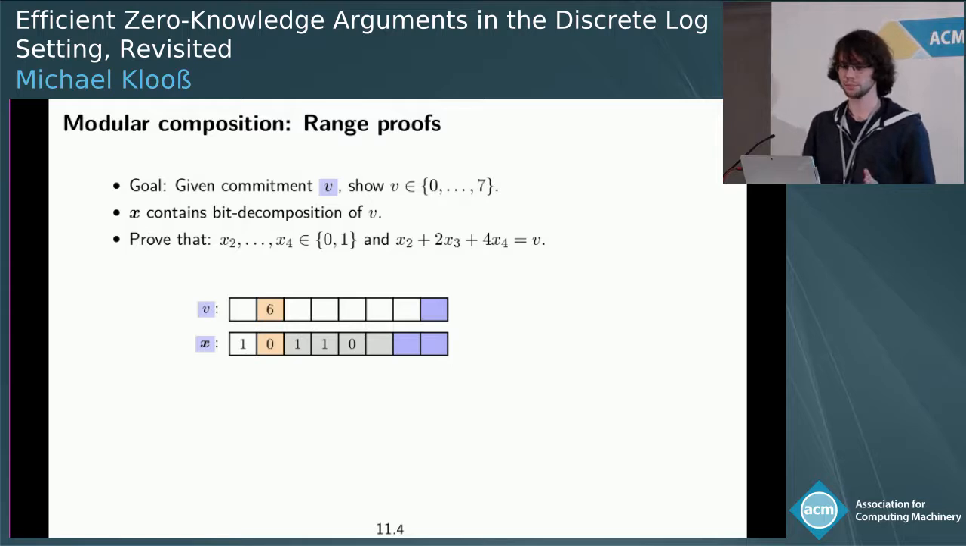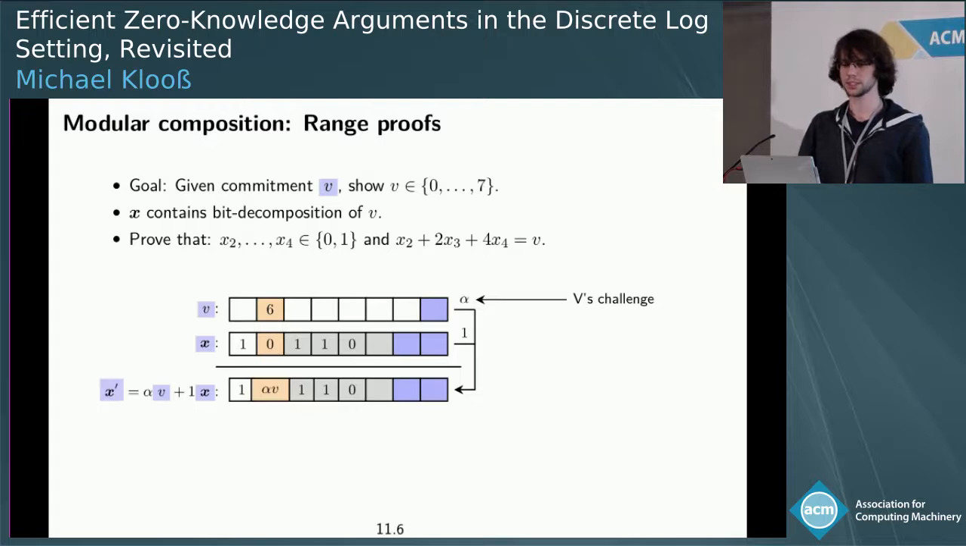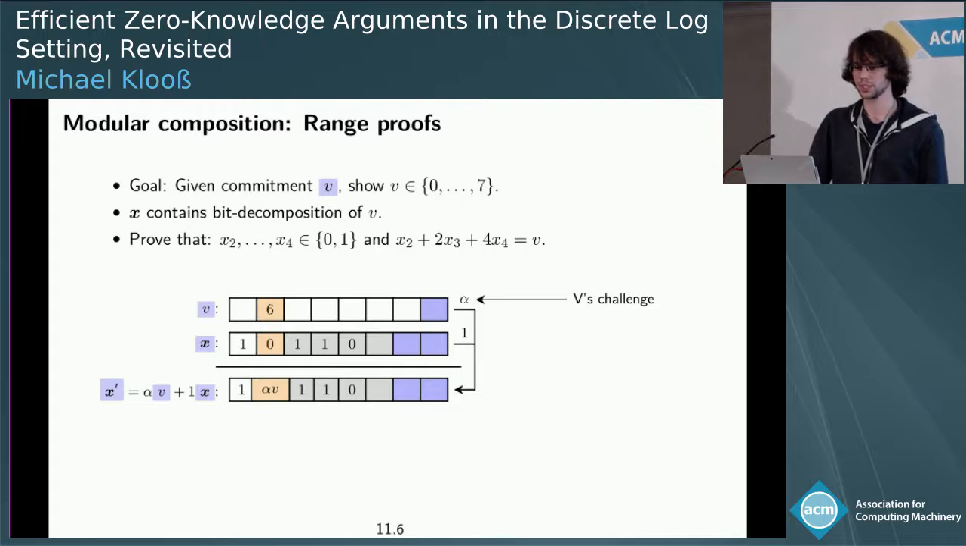And then the gray boxes, they are arbitrary. They contain here the bit decomposition of X, of V. Now, as usual, the verifier sends us a random challenge. We combine this stuff, we get a new X prime, which is a randomized combination. And with this, we can now actually prove this range proof.